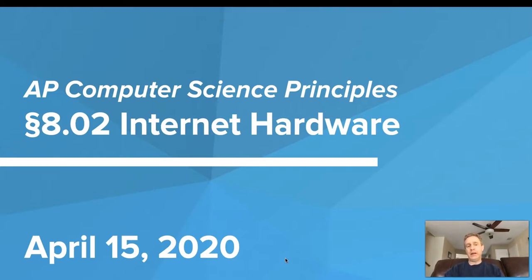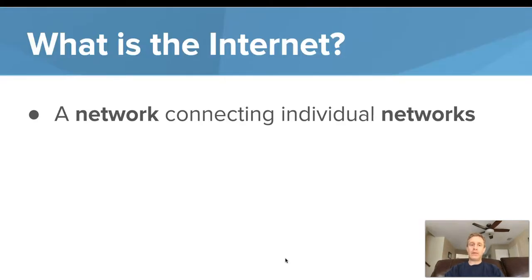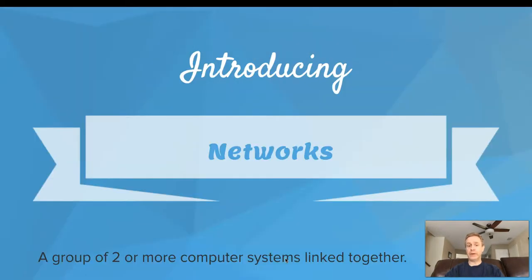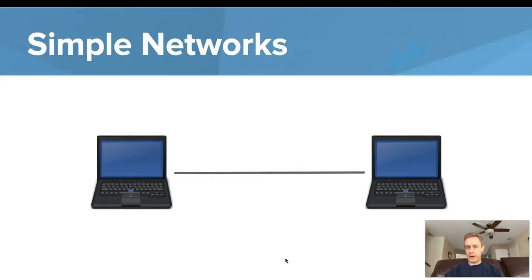In particular, today I'm going to look at Section 2, which deals with internet hardware. So my first video in Section 1 was just a brief overview of the internet, and one of the things I mentioned is that the internet is a network connecting individual networks. So the question may be, what is a network? Well, a network is two or more computer systems that are somehow linked together. There are various ways that we can link two computers together, and we'll see how we can do that.